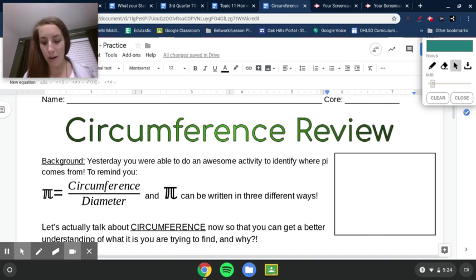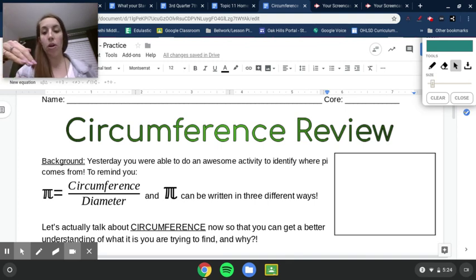Hi guys, we are going to review circumference of a circle. You did a pretty awesome activity yesterday where you got to discover more about circumference and about pi and diameter. So you've got some experience under your belt, but let's go ahead and practice with the formula today.